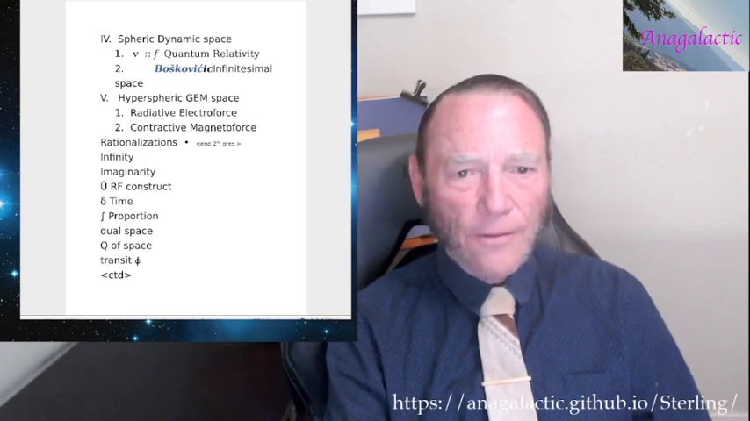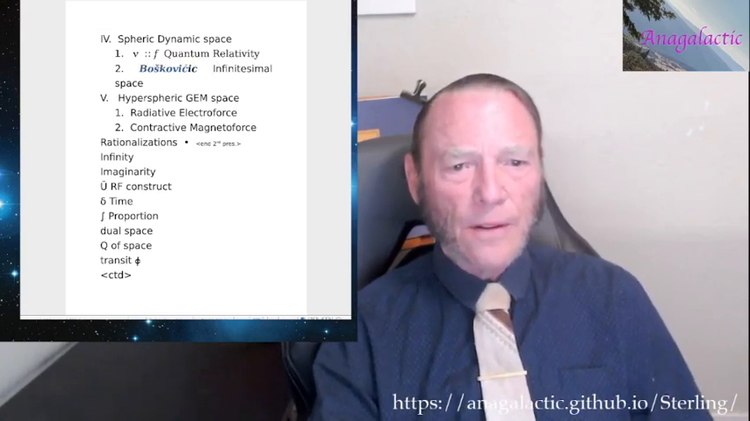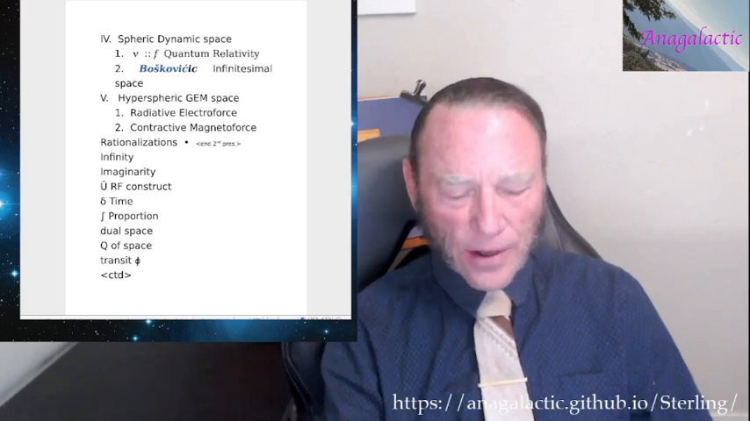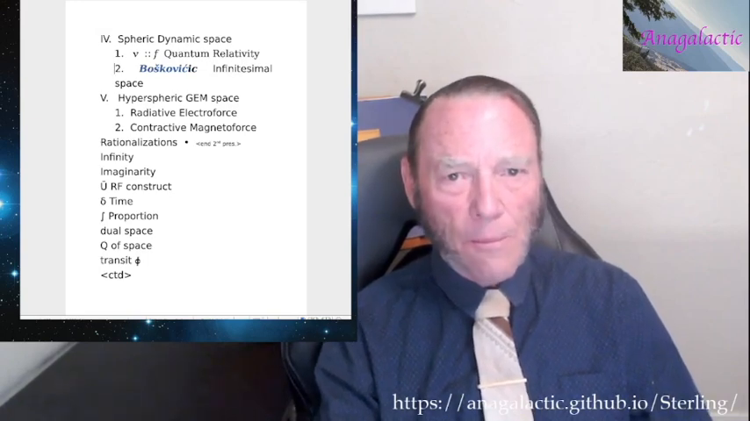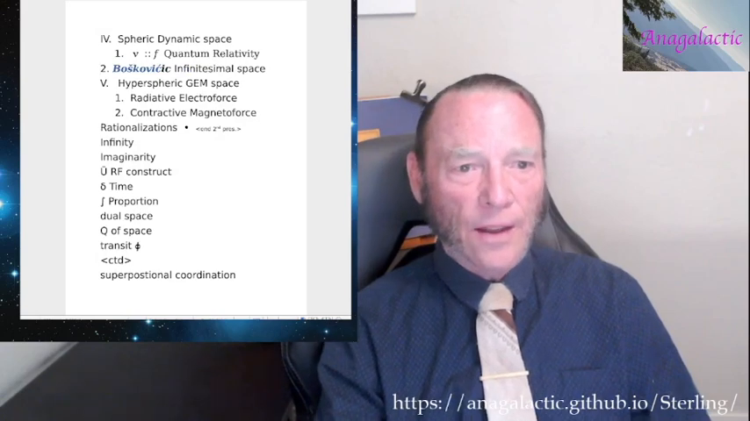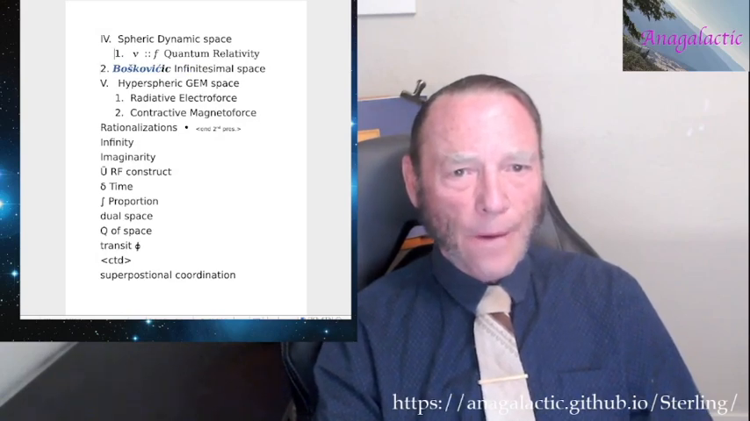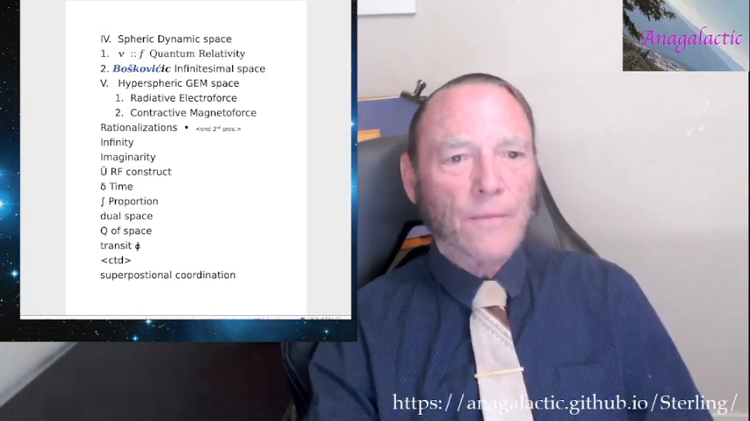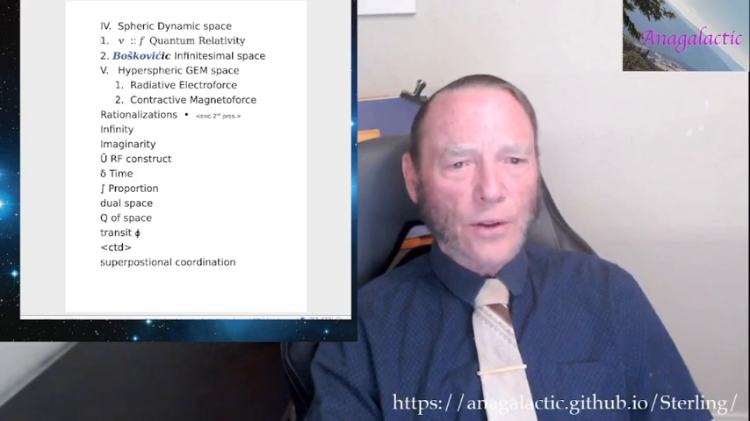Boshkovicic, infinitesimal space. It is very bad spacing here. Let me see if I can do something about that. We just outdent that there. That's much better. All right, let's outdent that too. So that may not be consistent, but, well, it still works. So now it's all on one line.